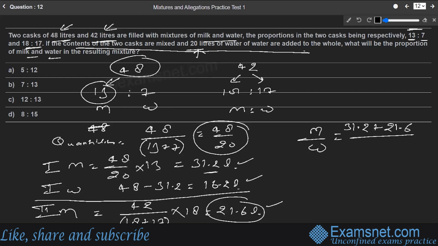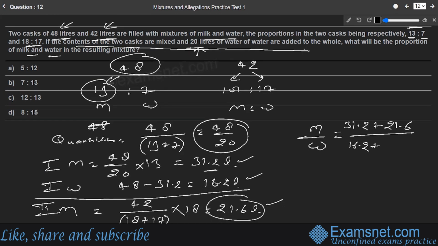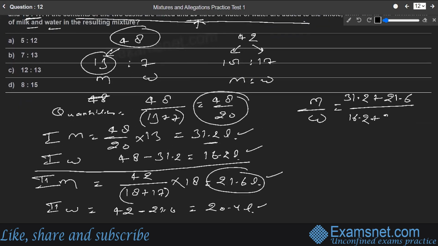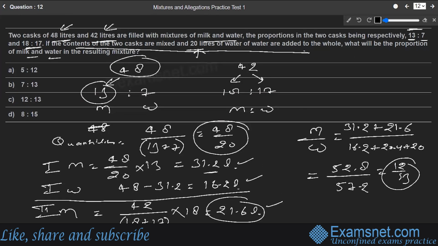So how much is the water part individually? Earlier, the first had 16.2, and the second one had 20.4, and 20 is further added. If you solve this further, this comes out to be 52.8 divided by 57.2. That approximately becomes 12 by 13. So that is the new ratio of the milk part to the water part after 20 liters of water has been added. So the right answer becomes C, 12 is to 13.